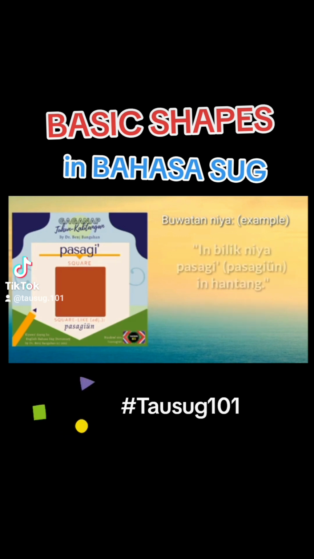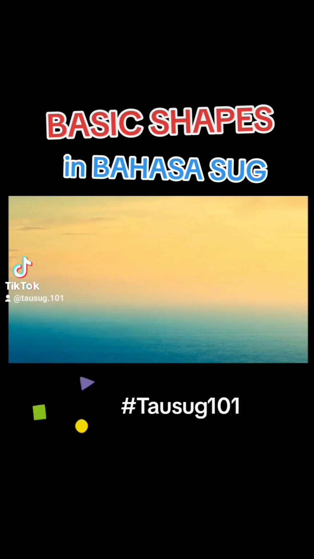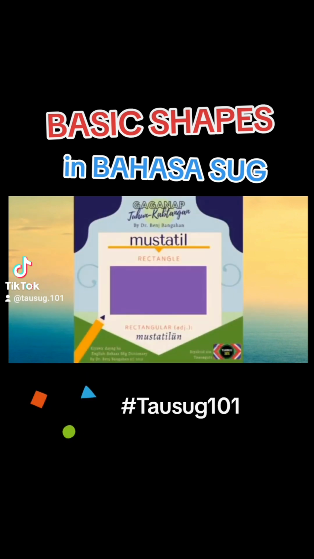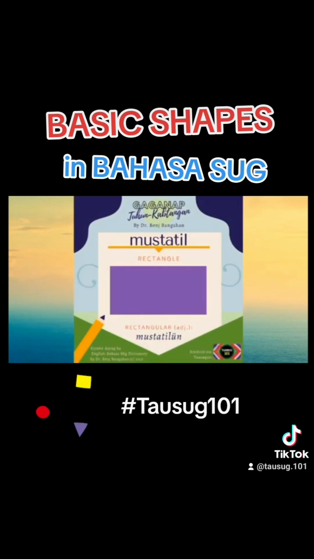Another example: in bilik niya pasariun in hantang. Her room has a square form. Pasari. Then we have mustatil.